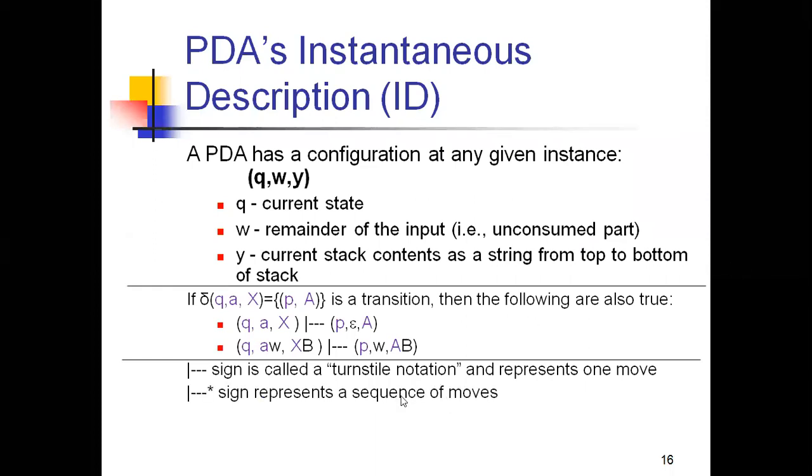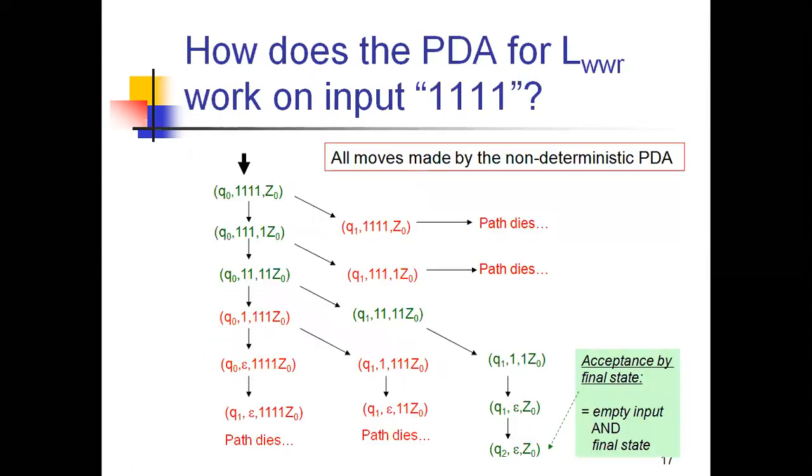And if you put a star at the place of this sign, then it represents a sequence of moves. If you only have the sign like this, it means just one move. If you're having a star, it means a sequence of moves that you are performing there, right?